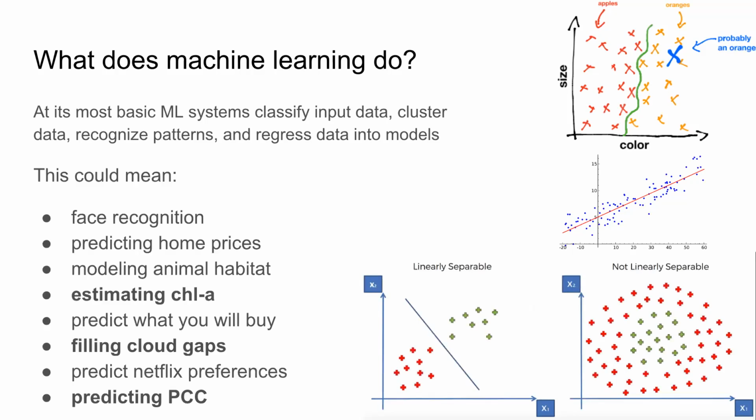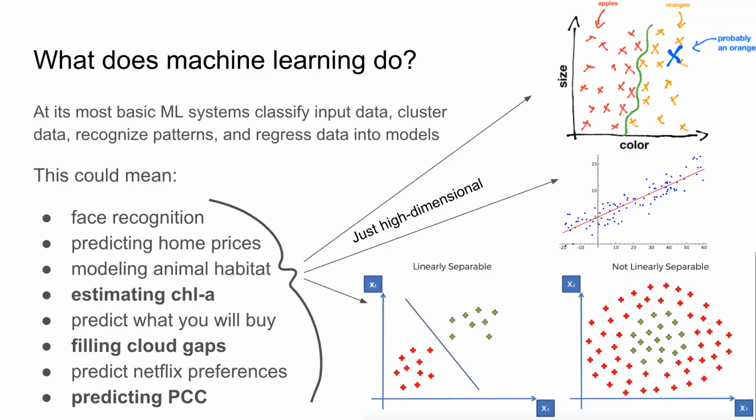So this could mean all these things: predicting what Netflix show you're going to watch, estimating chlorophyll, selling you ads, predicting community composition of phytoplankton. These are the same things. They're just often highly dimensional.